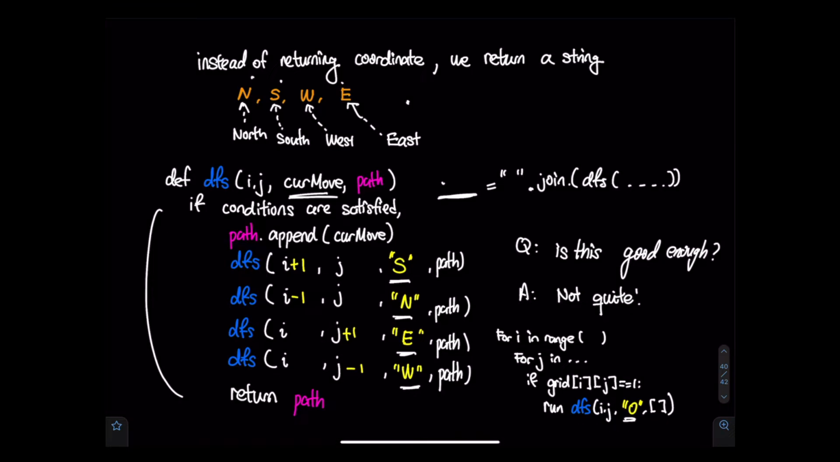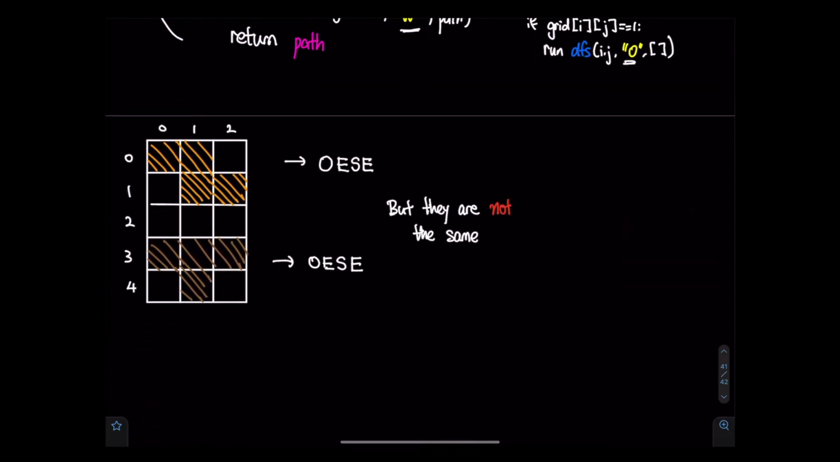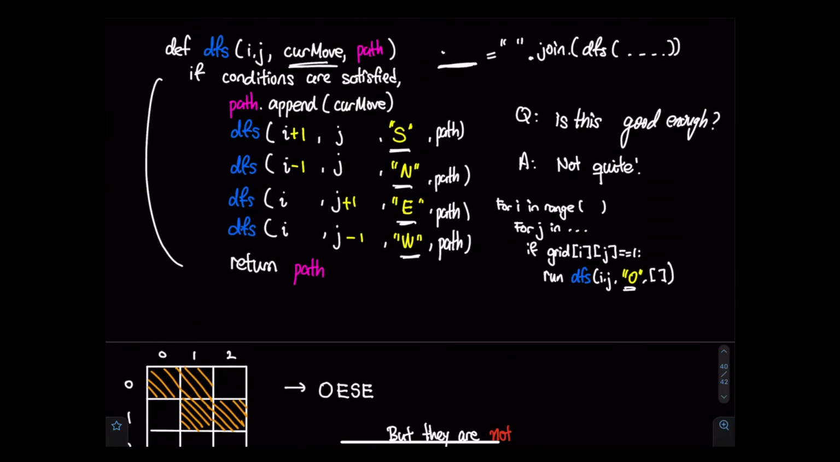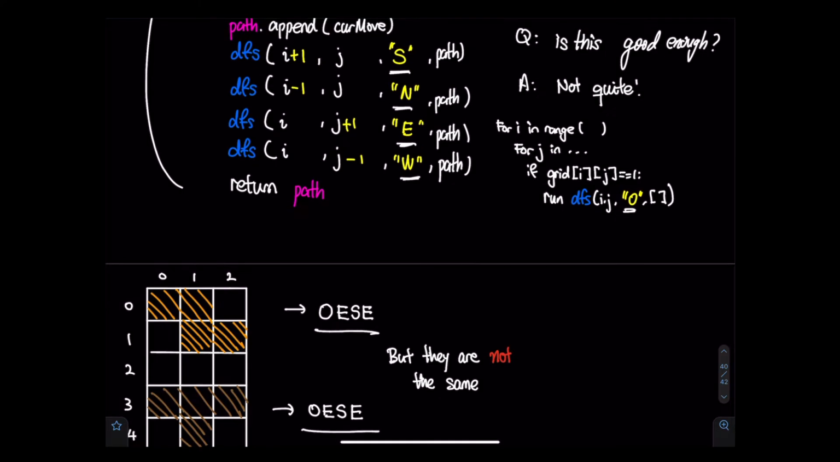So this is not good enough. Why is that? Let's look at our new second example. When you run DFS on this, according to my new DFS here, this is the output you get, right? You can try this on your own and see if you can get this.